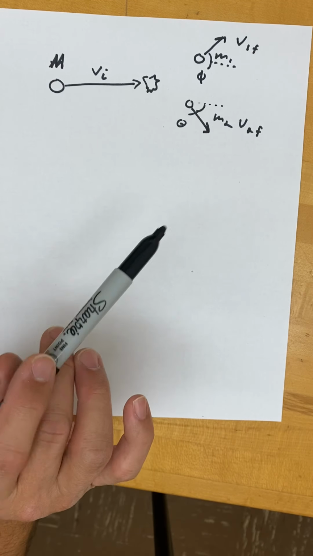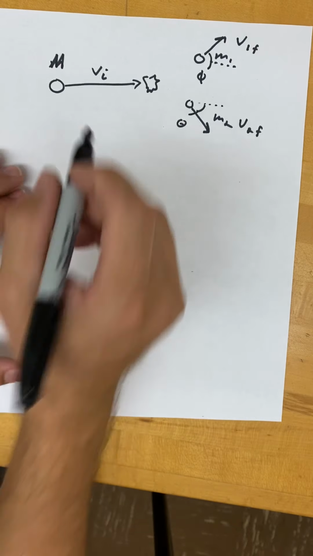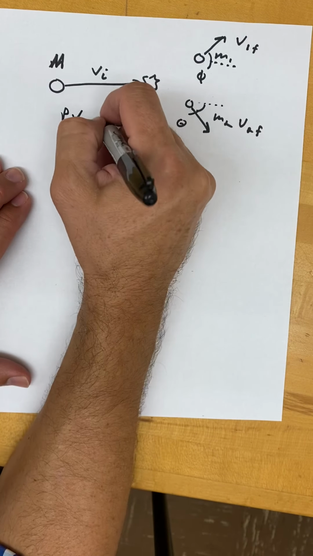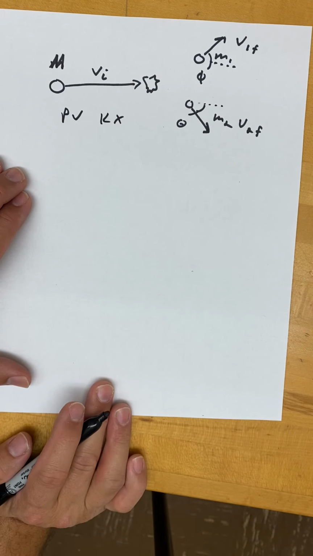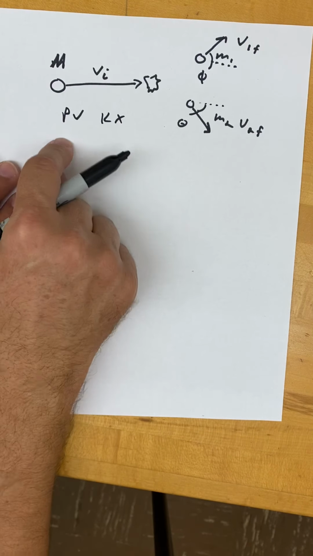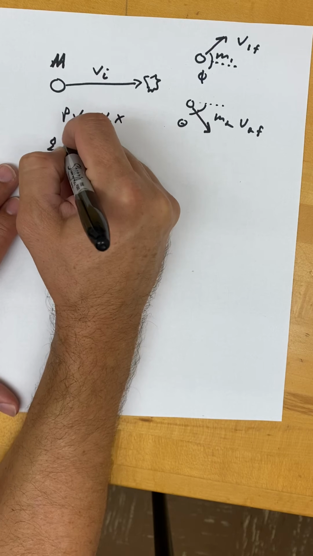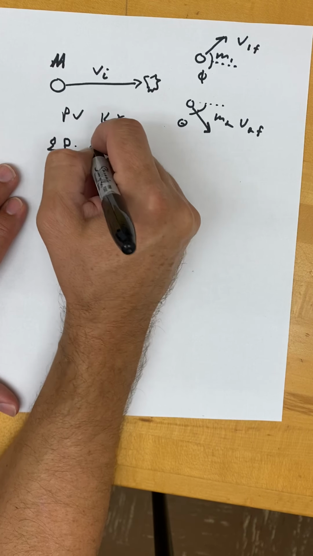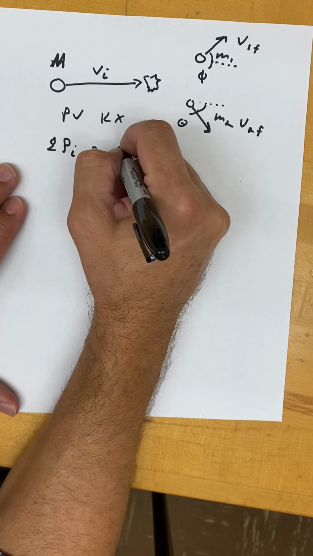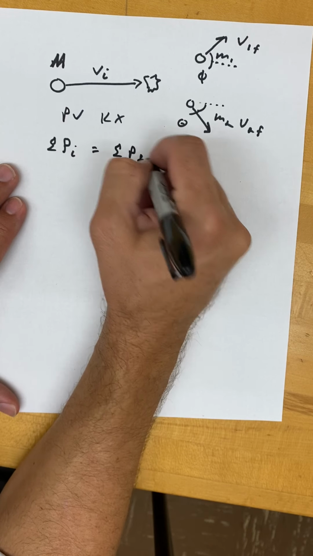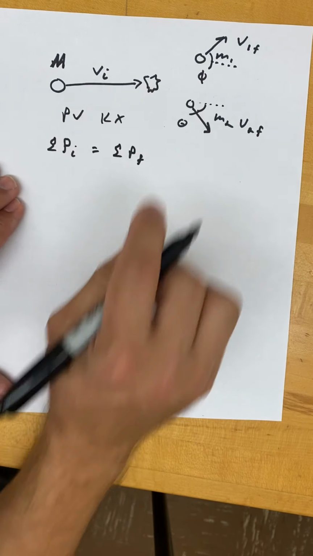So what do we expect? We expect momentum to be conserved. We expect kinetic energy not to be conserved. All right, so I'm going to solve this with the conservation of momentum. I've got still my same momentum equation, not F, I'm looking for P. Total momentum before is equal to total momentum after. So what is my total momentum before?